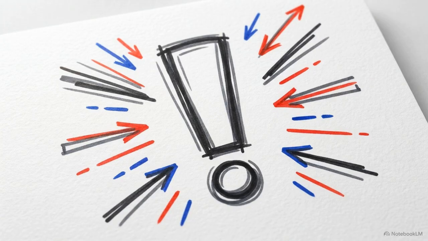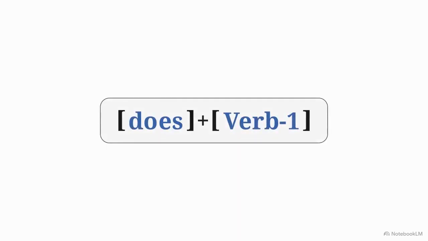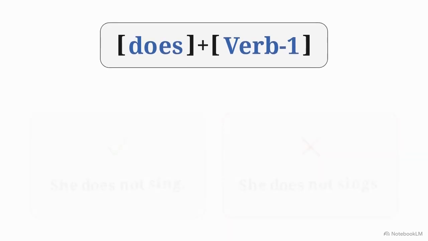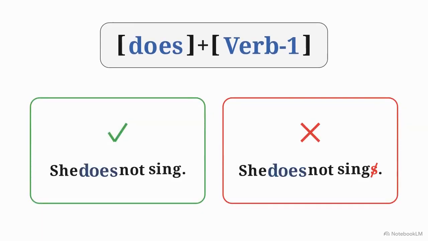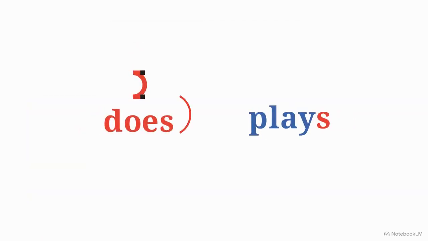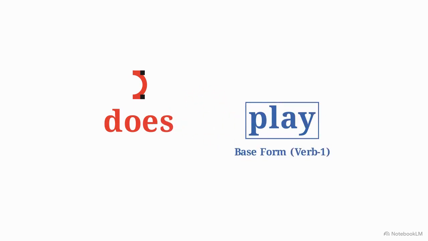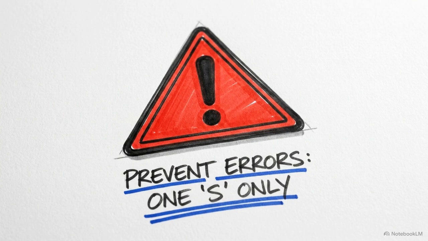This brings us to the biggest rule to remember in the simple present tense. If the word does is anywhere in your sentence, the main action verb must always revert to its base form. You never put an s on the main verb if does is present. You can think of the word does as a magnet. It pulls the s away from the main verb, ensuring the s only appears once in the sentence structure. Remembering this prevents a very common grammatical error.